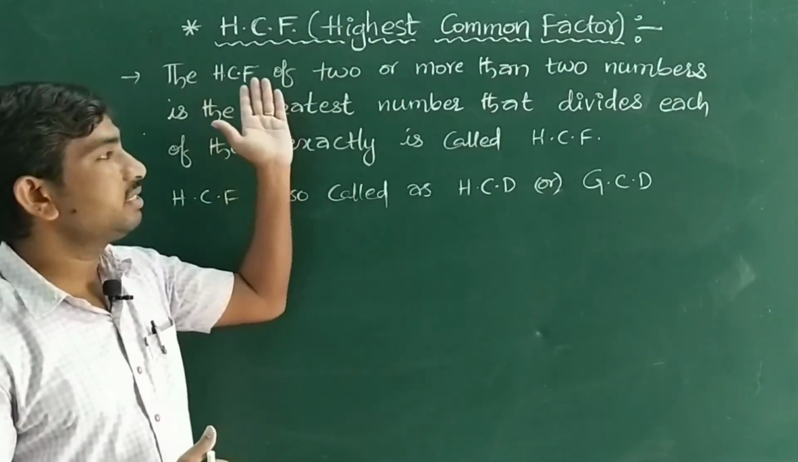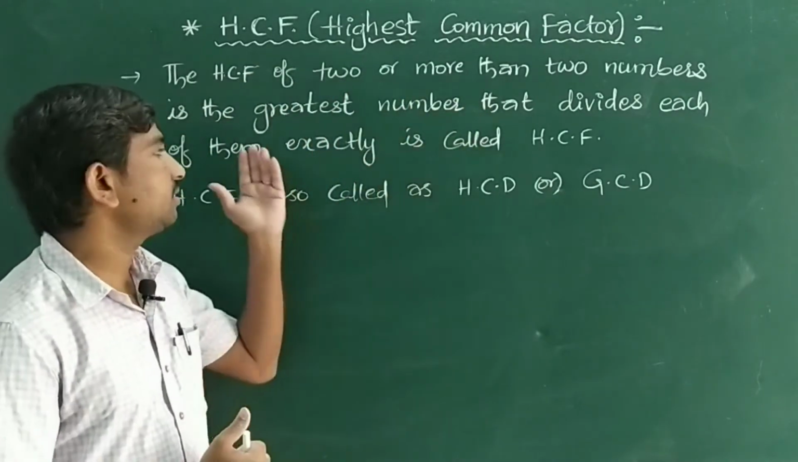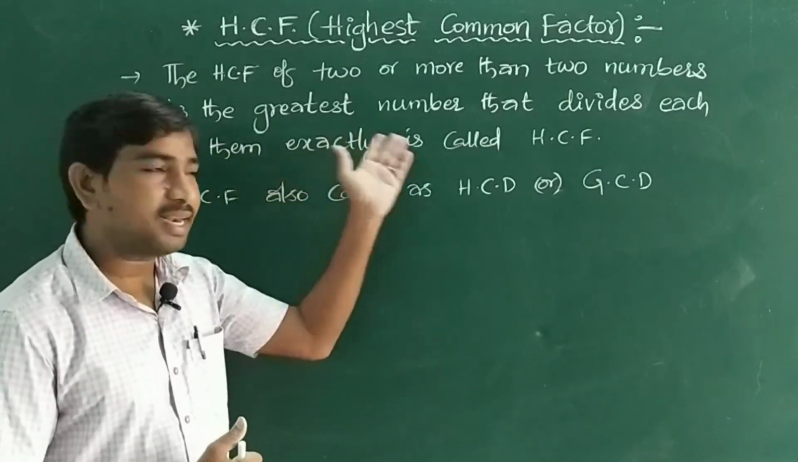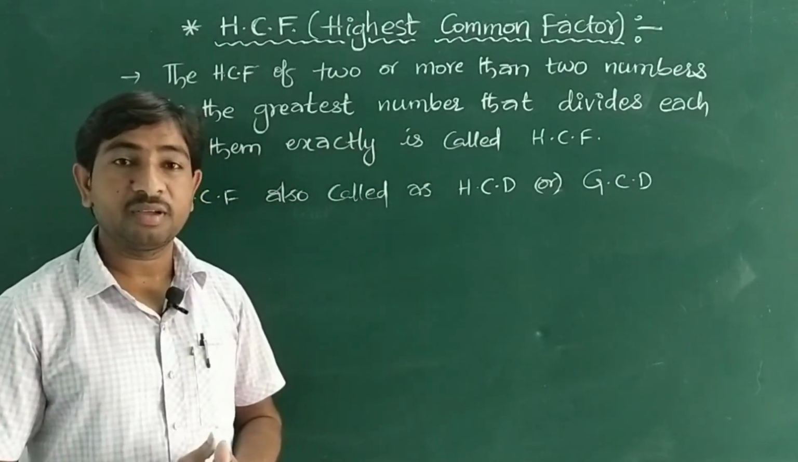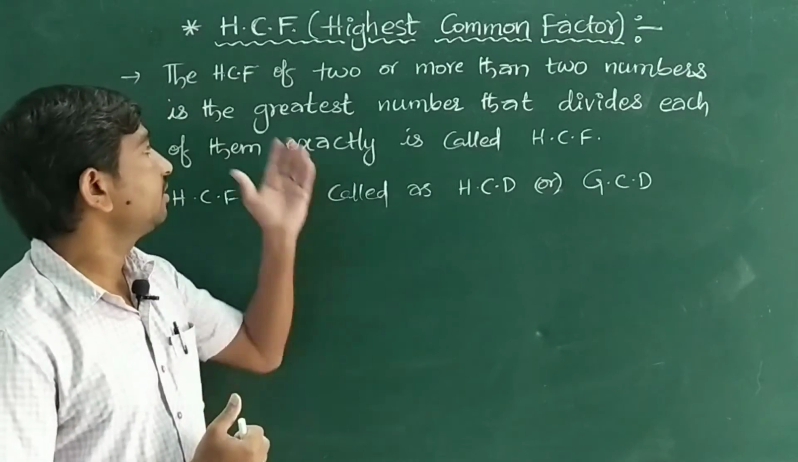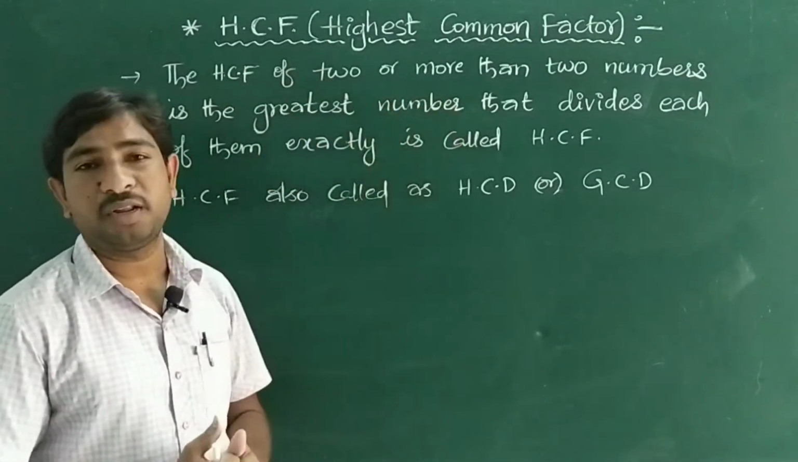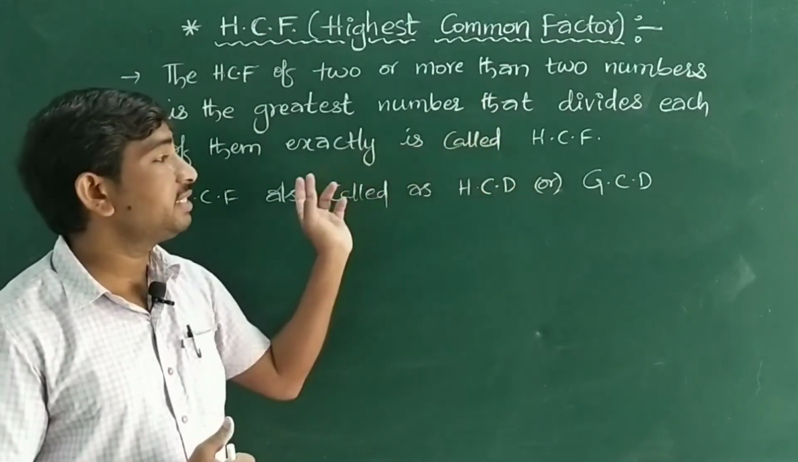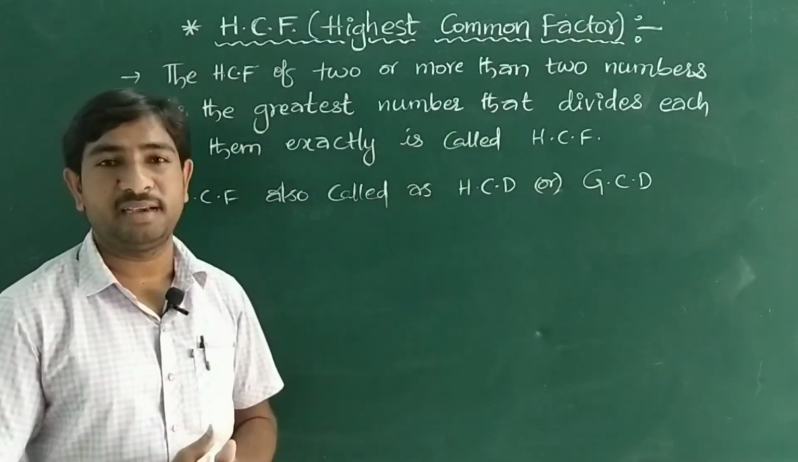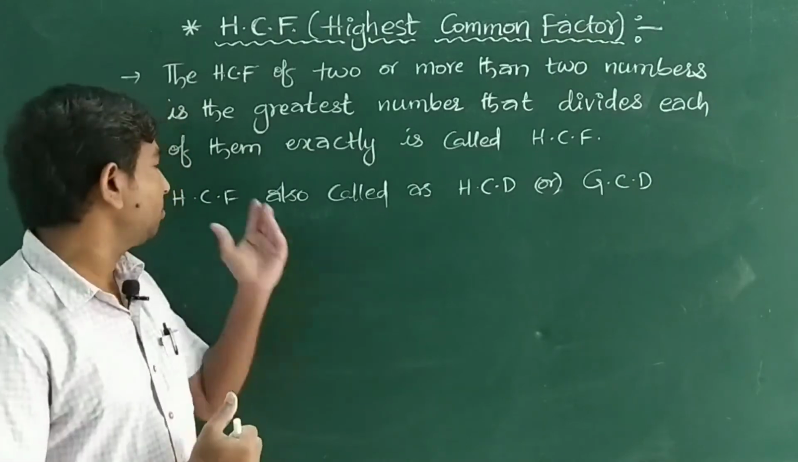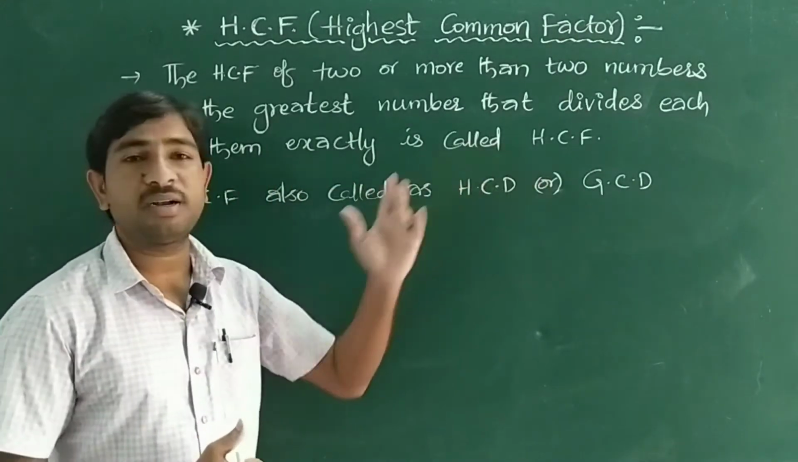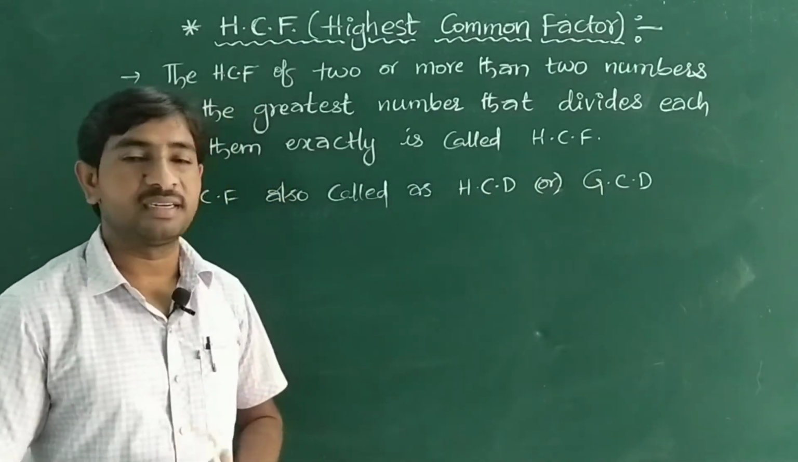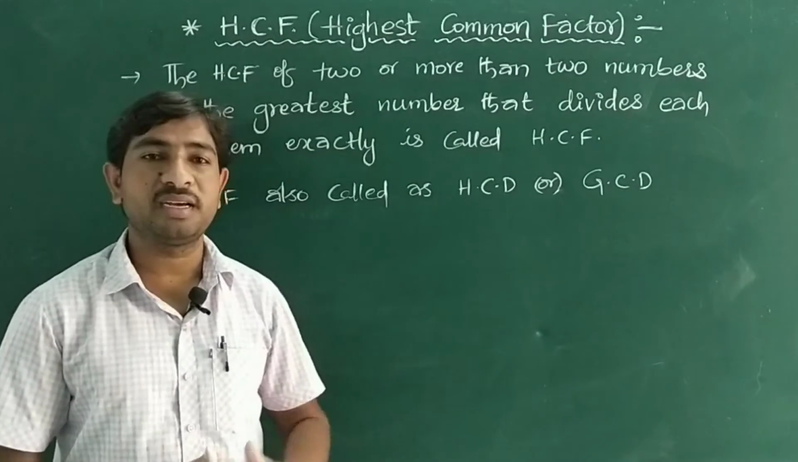What is the definition of HCF? The HCF of two or more numbers is the greatest number that divides each of them exactly. This HCF is also known as HCD or GCD, meaning highest common divisor or greatest common divisor. So this is the simple definition of the HCF.